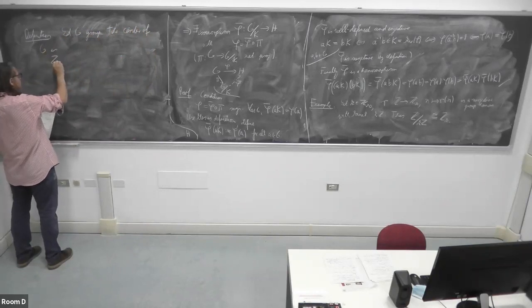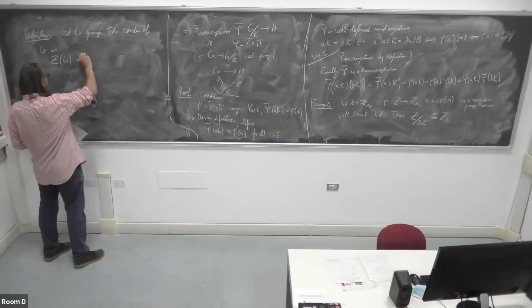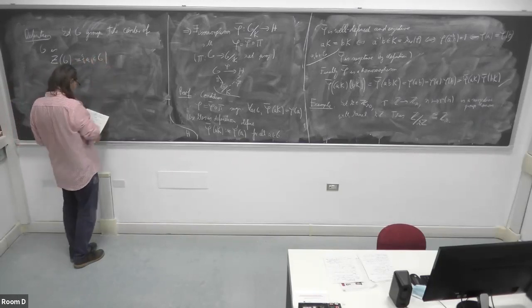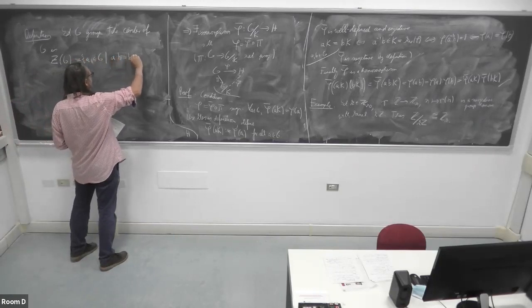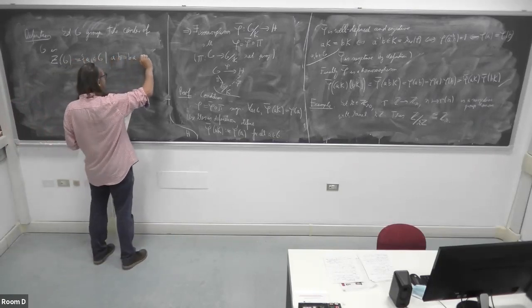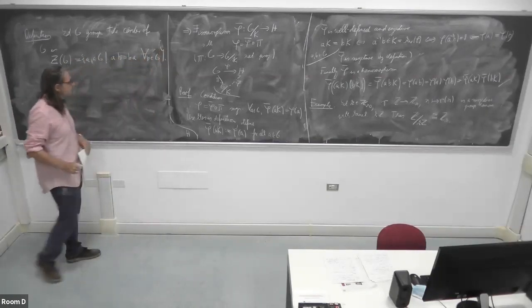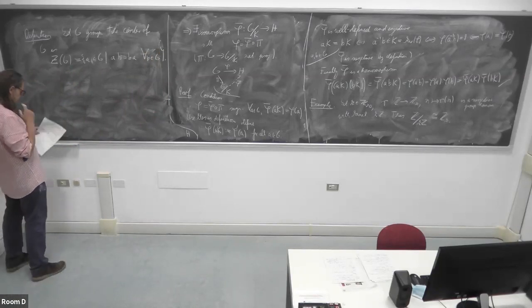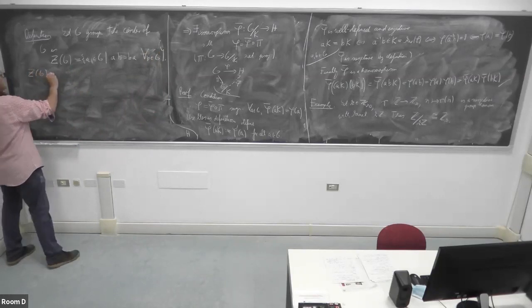The center of G, denoted Z(G), is the set of a in G such that ab equals ba for all b in G. So all the elements which commute with all of them. Z(G) is a normal subgroup.